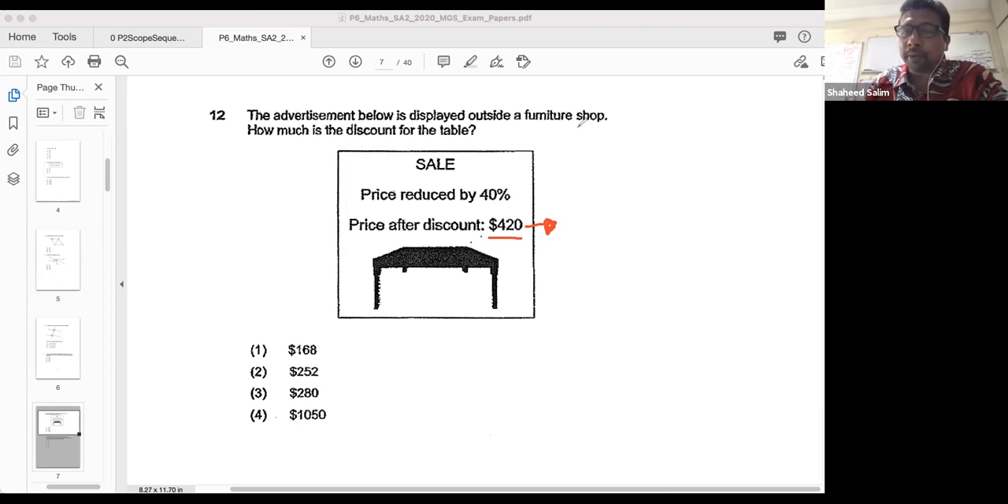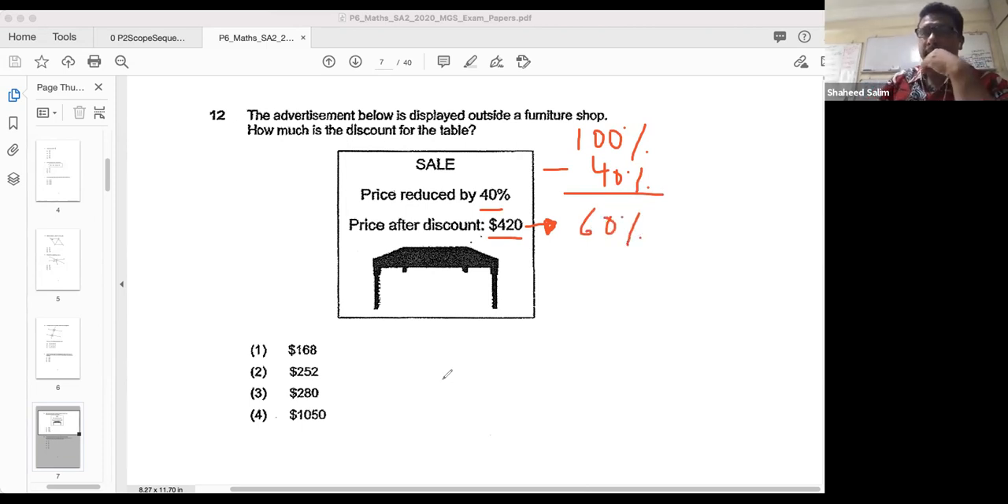Total original price is 100%. Discount is 40%. Discount means you don't pay that 40%. So this price is after the discount, you know. Price after discount, so you minus, this is 60%. This price is 60%. So what do you want to find? You want to find the discount. You want to find what is 40%. So 60% is 420. You want to find what is 40%.